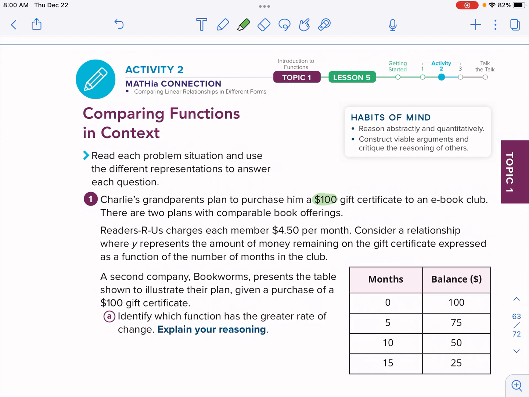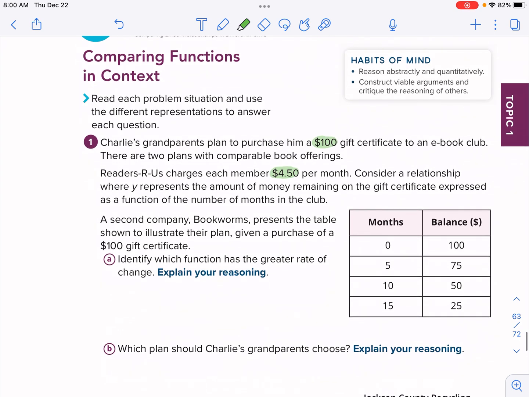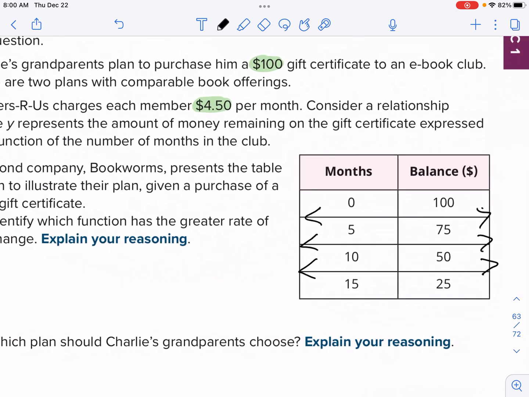The first one, Readers Are Us, charges each member $4.50 per month. Consider a relationship where y represents the amount of money remaining on the gift card, expressed as a function of the number of months in the club. So that's the first thing, $4.50. Now we have to compare the second one, Bookworms, represented by the table, and we know how to find the rate of change of a table, or we're just looking at the first difference. Okay, so let's go through here.